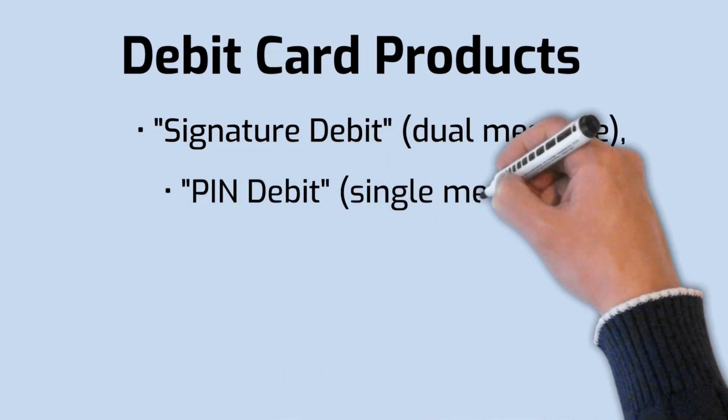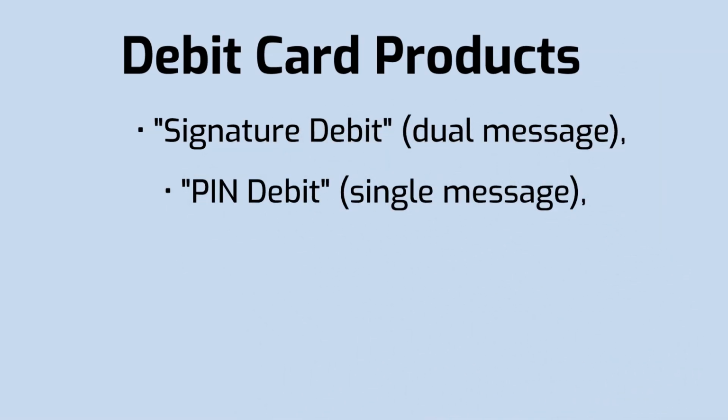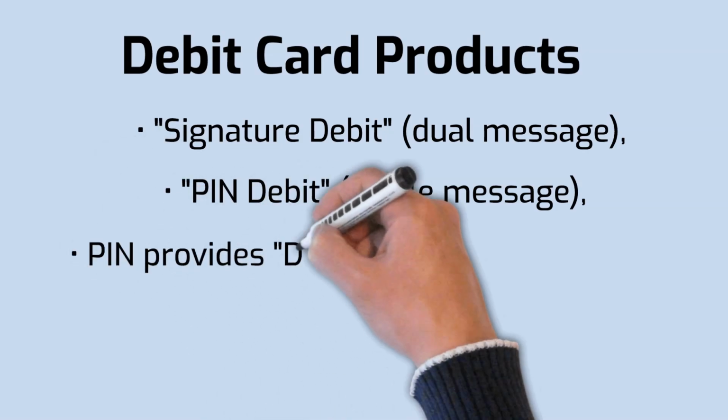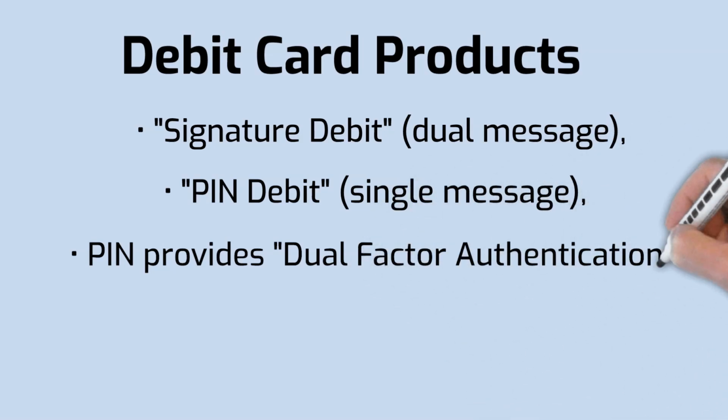Single message debit is also called PIN debit in some markets. This is because the architects of single message leveraged the online nature of these transactions to include a cardholder personal identification number, a PIN, in the transaction. The PIN was a number known by the cardholder but not present on the card. This gave the issuer the ability to validate the card and the cardholder at the time of the transaction request, something the industry calls dual-factor authentication.